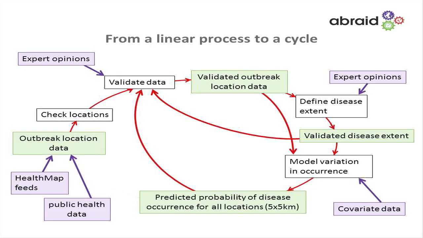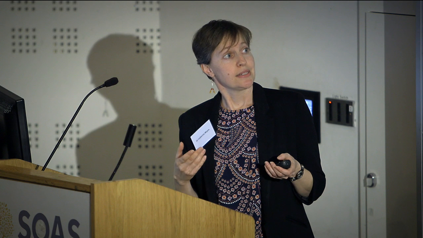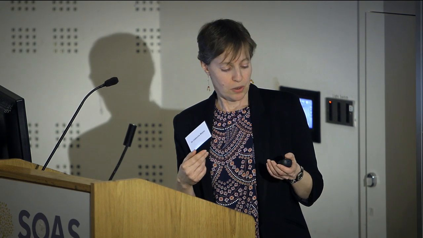So the next change when we're going from producing a map to producing continually updated maps is that we're going from a linear process to a cycle. And this is a simplified version of the system we've built. And it's something that we've only just built, so we launched about 4 weeks ago. And I'm going to talk to you about this in some detail. I'm going to start off by talking to you about the data that we use and how we process that and how that's used to generate disease extents before we go into the modelling process. So I'll talk about the first steps.